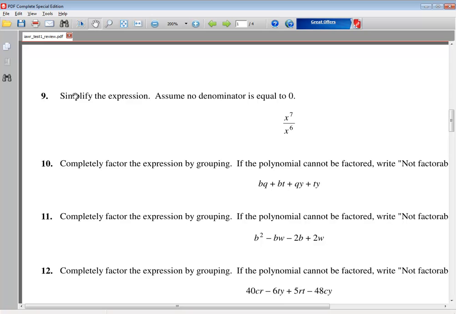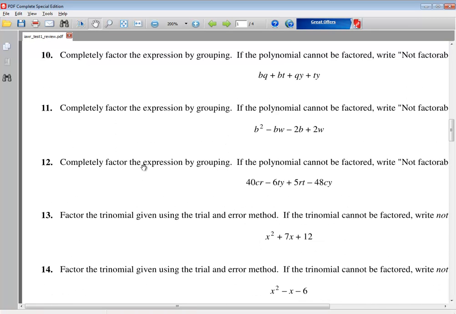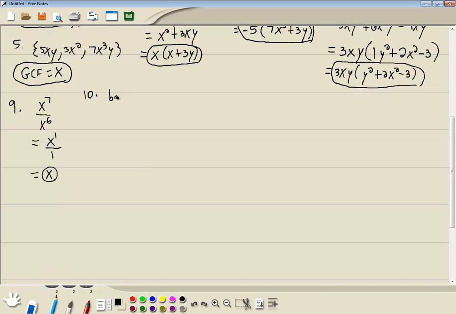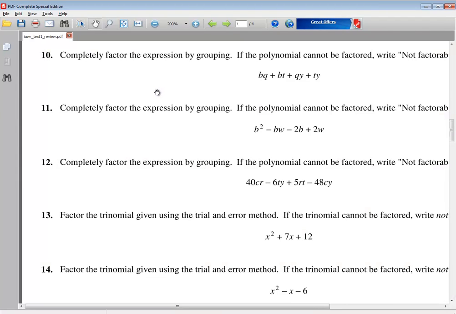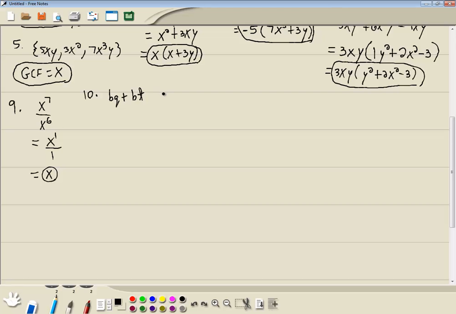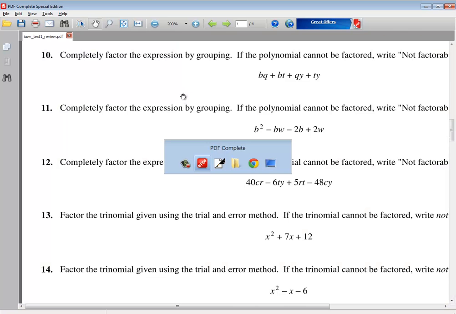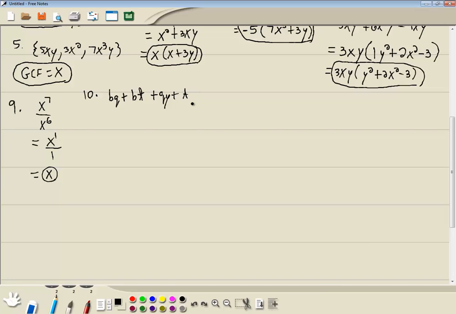Number 10. BQ plus BT plus QY plus TY. Okay. GCF-wise, I look at all 4 terms. They have nothing in common.